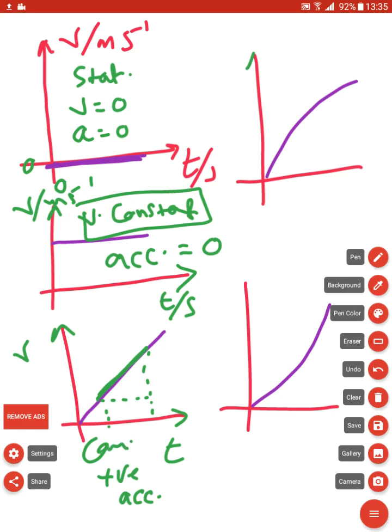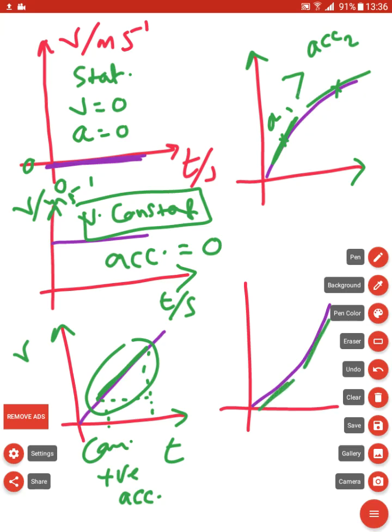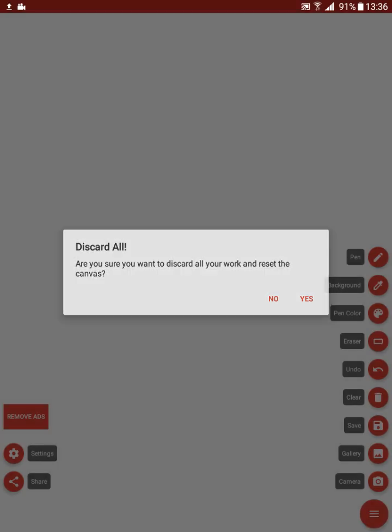For this graph here, you can see that the speed is increasing, but not at the same rate as this figure. So we have here acceleration, which is the gradient at this point, and if we take another point and find the gradient, we find that the acceleration at point 2 is less than at point 1, so acceleration decreases. In the last figure, the acceleration is increasing.